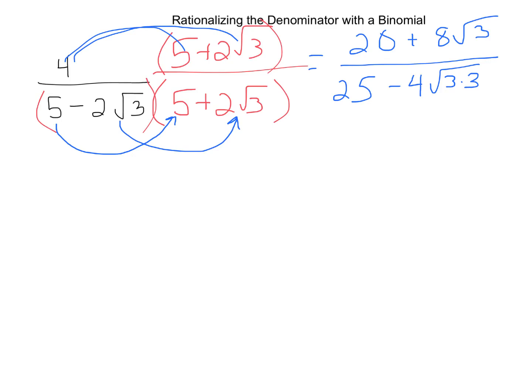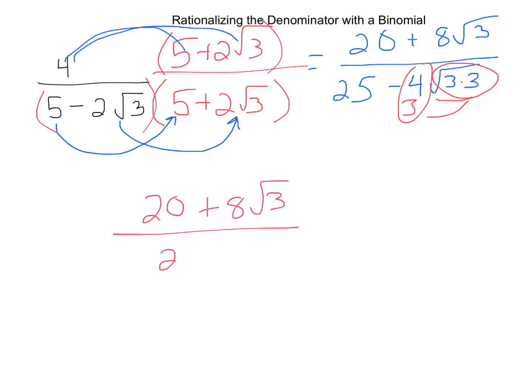Okay. Now let's pull our perfect groups. Top's got nothing, bottom's got a set of 3's. So I'm going to multiply these. So 20 plus 8 radical 3 over 25 minus 12.